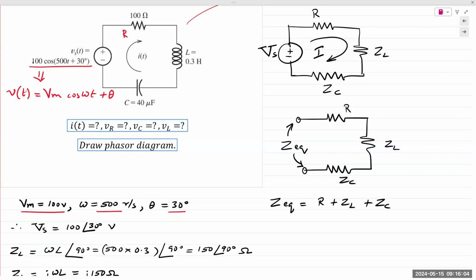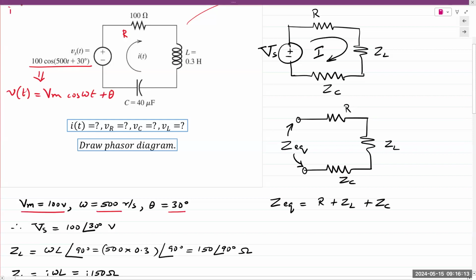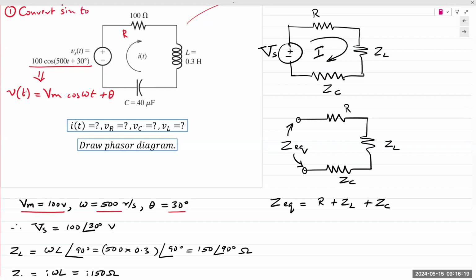If the source is not in cosine, then your first step should be converting it to cosine. Remember, the math is different. We are using complex number math, representing all the sources with phasors. Phasors are vectors. We need the equation in cosine format in order to write the phasor. So if the source, whether it's a voltage source or current source, is in sine, then the first step should be converting the sine to cosine.